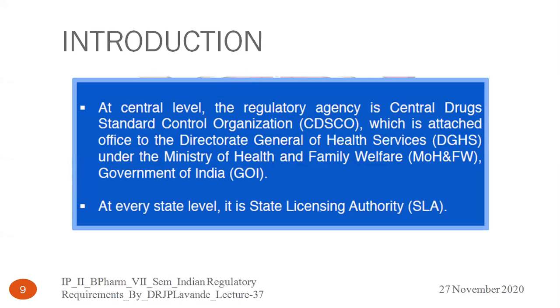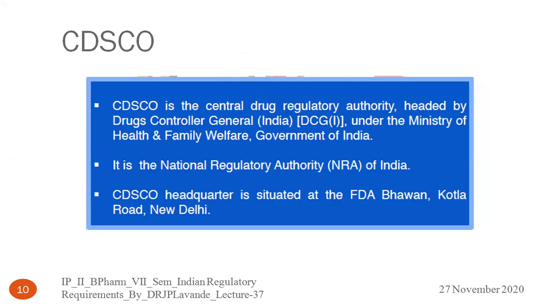At every state level there is a state licensing authority. For Maharashtra there is a state licensing authority, for Madhya Pradesh there is another separate one, and for Tamil Nadu there is a separate state licensing authority. All these state licensing authorities work under the central licensing authority.